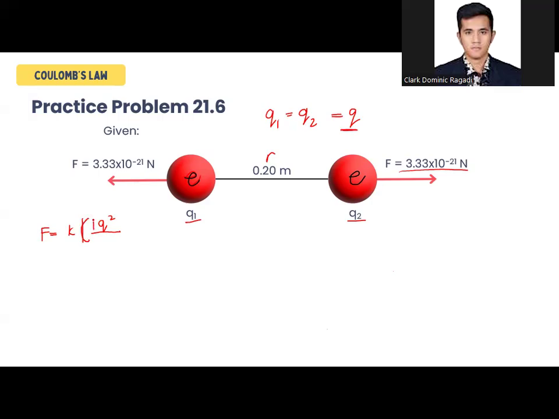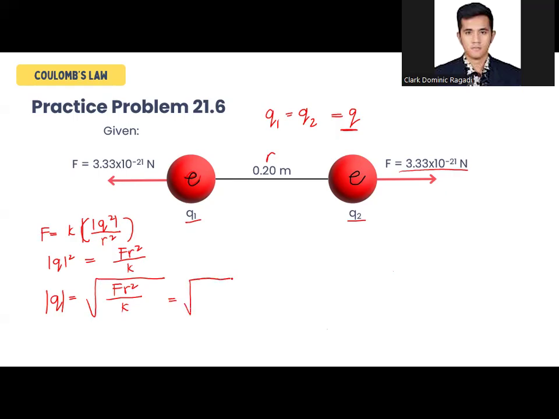So absolute value of R squared. Okay, so let's rearrange the equation. Let's move the K and R to the other side. So we have absolute value of Q squared is equal to F R squared over K, or absolute value of Q is equal to square root of F R squared over K.